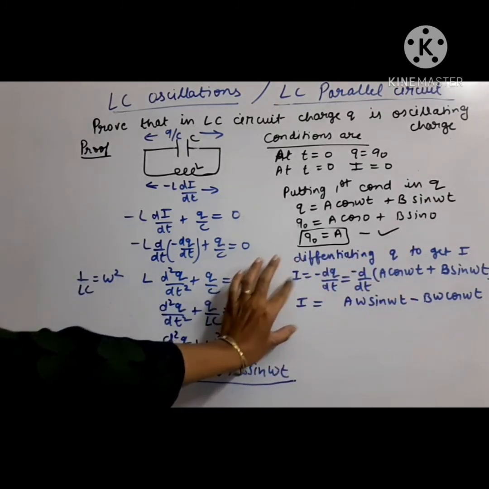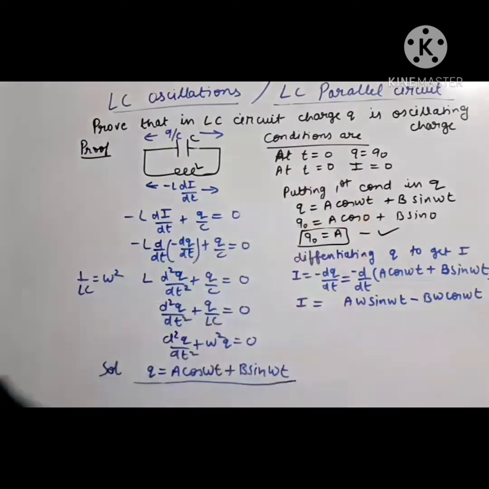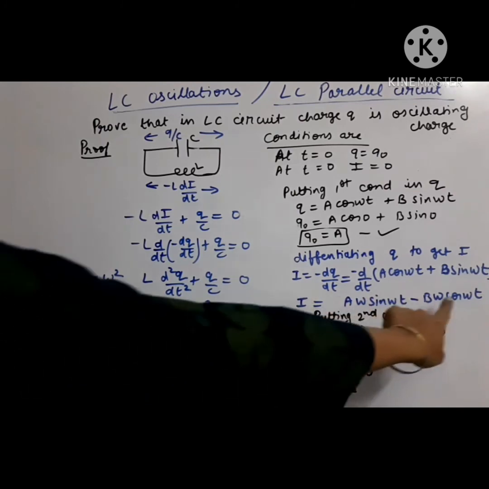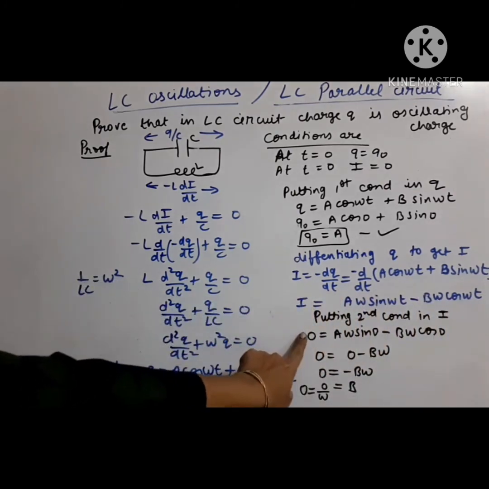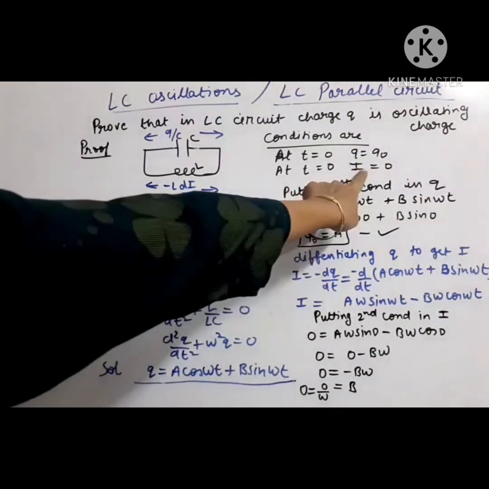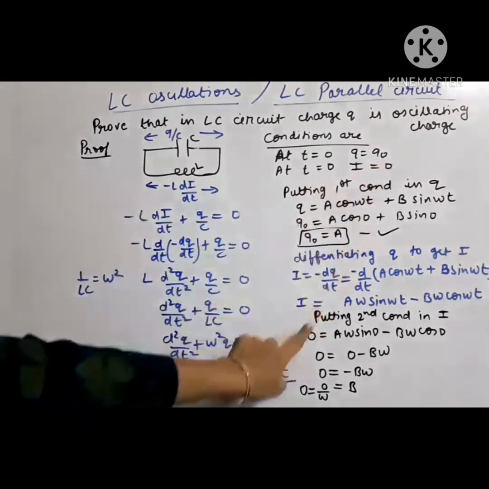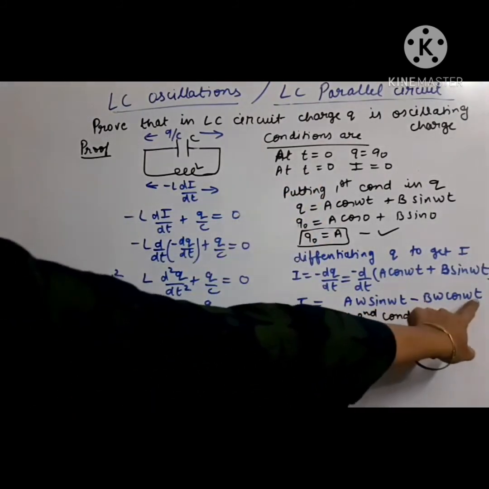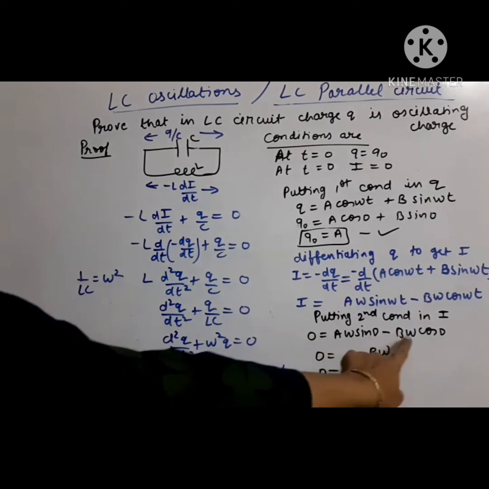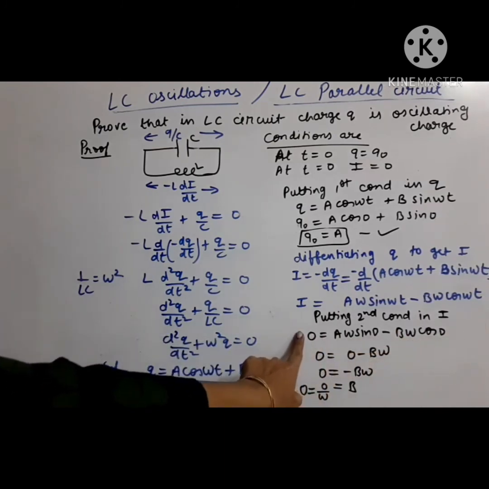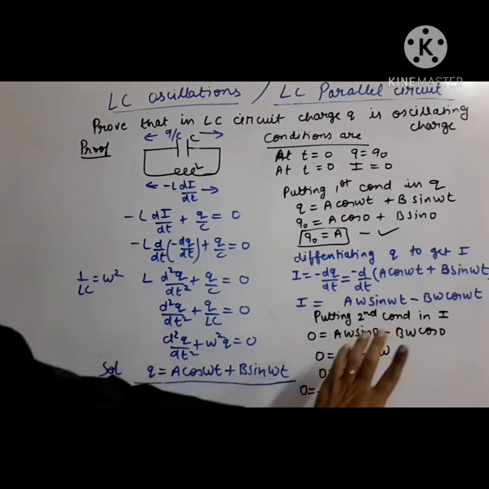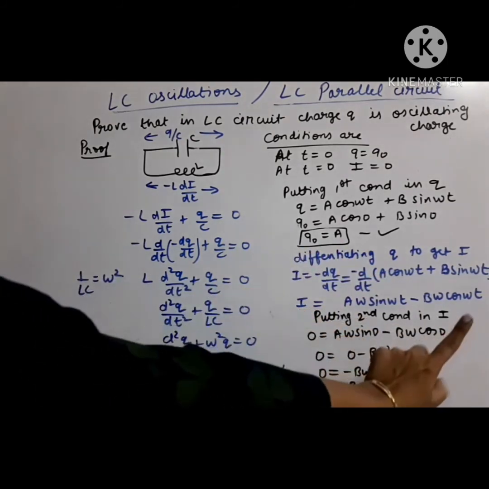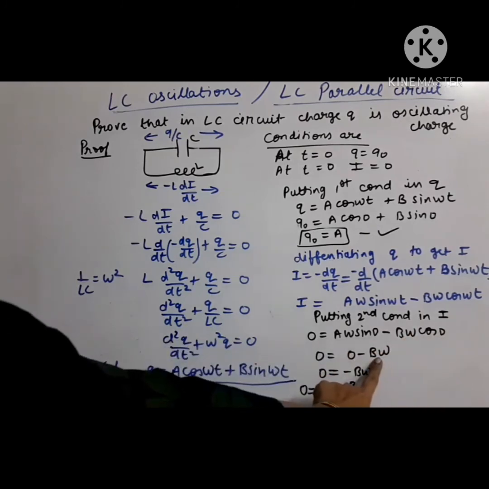Now in this current equation we will put our condition. We have put the second condition in current now. Current is this, and in this let us put the second condition. Put I as 0, and t also 0. So a omega sin 0 minus b omega cos 0 equals 0. Now sin 0 is 0, so this is completely 0. Here cos 0 is 1, so only b omega is left.